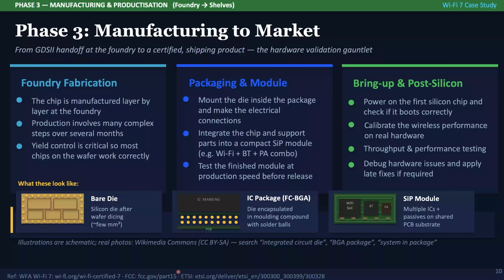So the key message of this phase is that a successful SoC is not finished at tape-out. It still has to survive manufacturing, packaging, validation, and certification before the product ramp up.